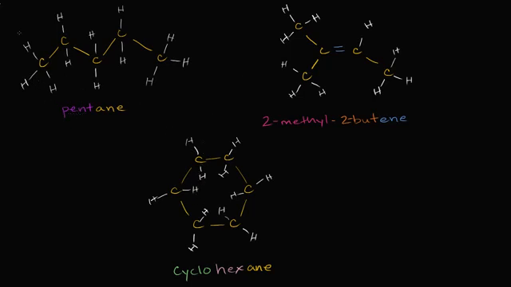But just so we get familiar with the naming mechanism a little bit more, this is pentane. It's an alkane with 5 carbons. 1, 2, 3, 4, 5 carbons in its longest chain. That's why it's called pentane.